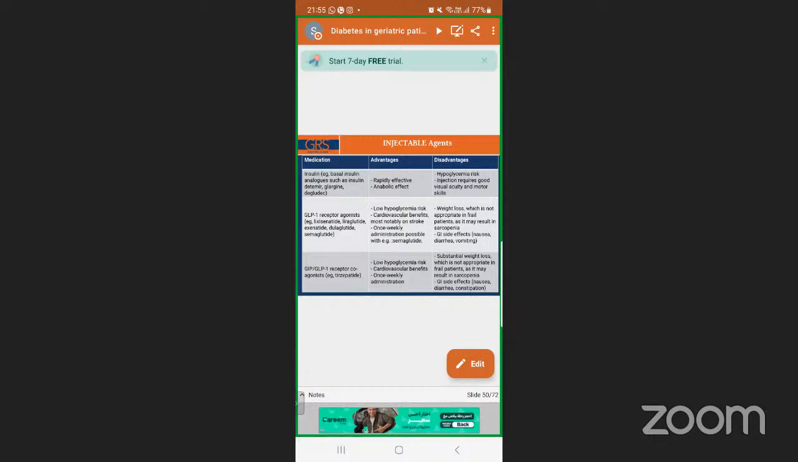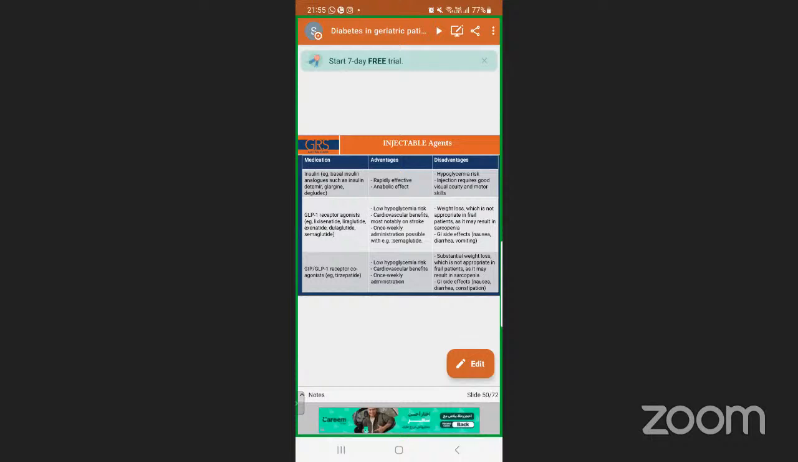GLP-1 receptor agonists like liraglutide and semaglutide carry lower risk of hypoglycemia. They have cardiovascular benefits and once-weekly administration, especially with semaglutide. Disadvantages of this group of agents are weight loss, which is not appropriate in frail patients as it may result in sarcopenia, and GI side effects, nausea, diarrhea, and vomiting, as they reduce gastric emptying.